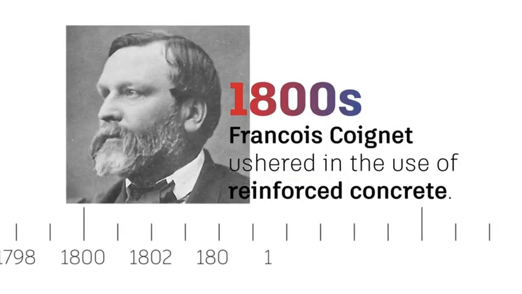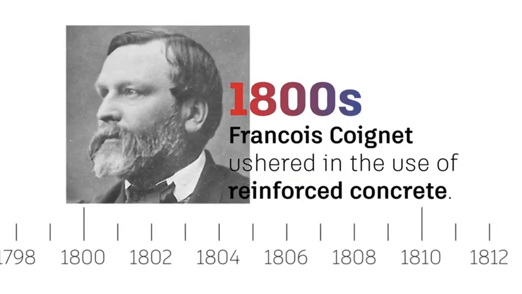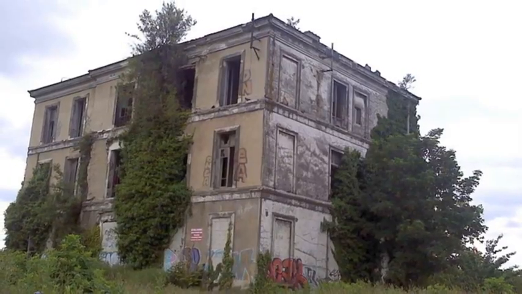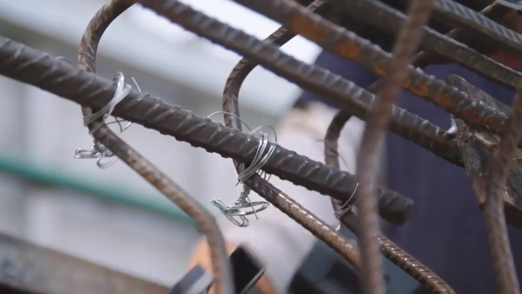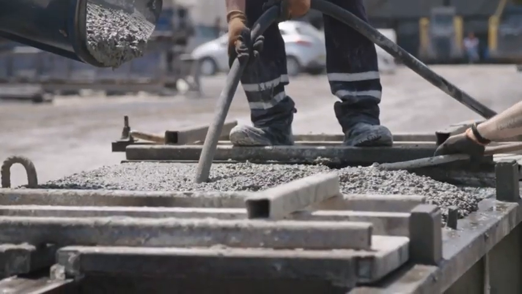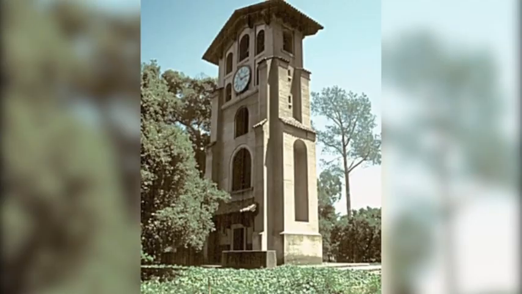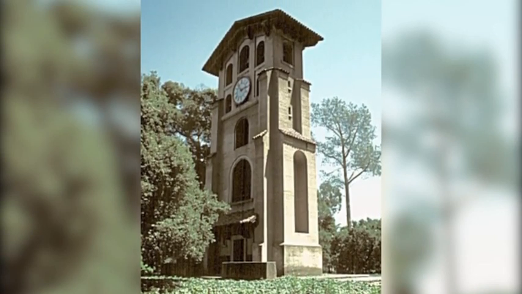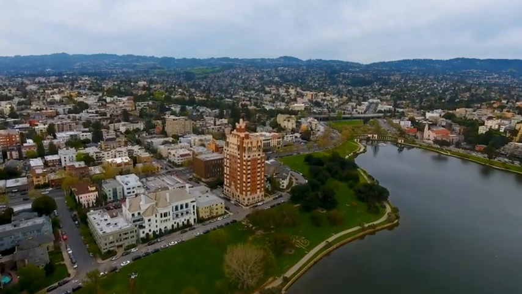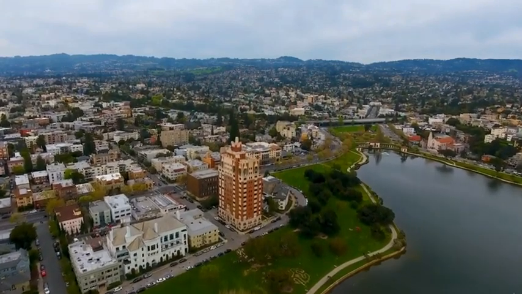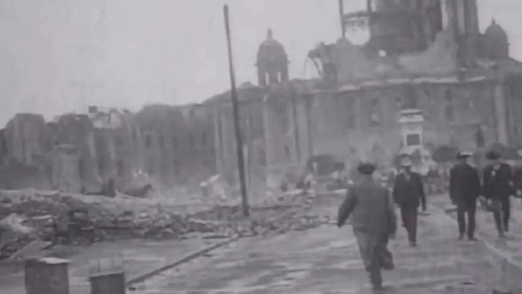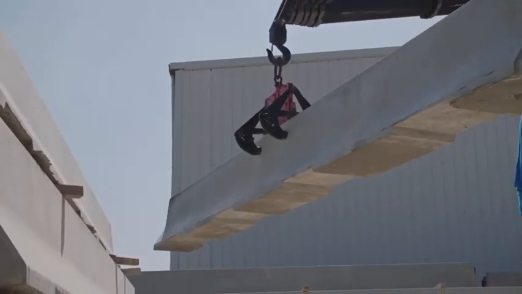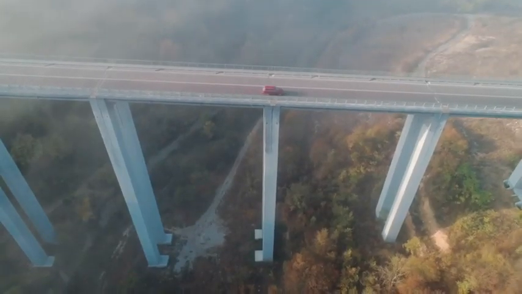Much later, François Coignet ushered in the use of reinforced concrete with the construction of the first iron-reinforced concrete house in 1853. Reinforced concrete is a composite where concrete is combined with supports, such as metal rebar. In the early 1900s, American architect Julia Morgan created a 72-foot bell tower called El Campanil in Oakland, California from reinforced concrete. This impressive structure survived the 1906 San Francisco earthquake with no damage, and reinforced concrete became widely used for its seismic performance and fire resistance.